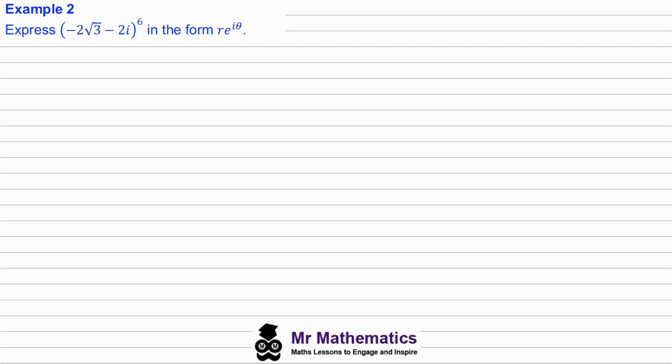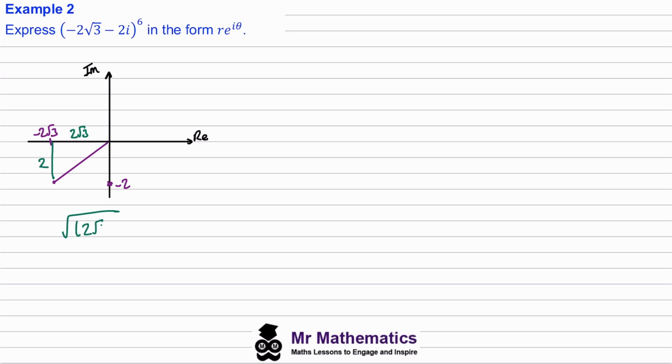We'll draw a quick argand diagram. We've got negative 2 root 3 on the real axis and negative 2i on the imaginary axis. So the complex number comes from the origin and it'll be about here. So we can work out the radius as 2 root 3 and 2. We'll use Pythagoras' theorem. So 2 root 3 squared plus the 2 squared, and we get the square root of 16, which is 4.